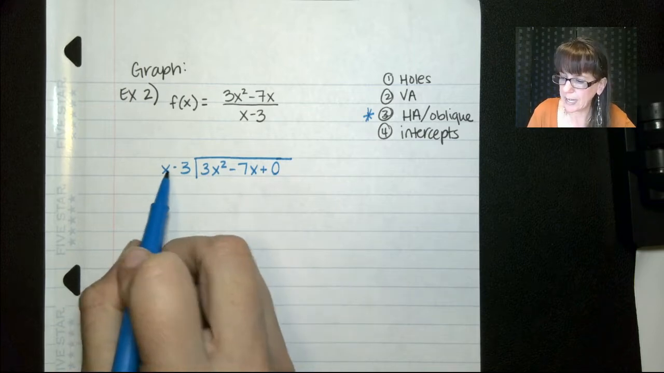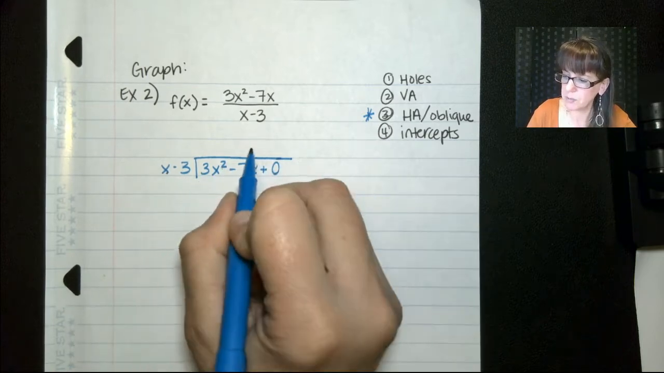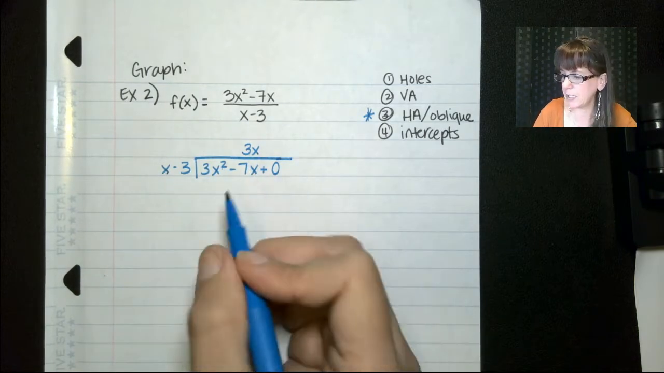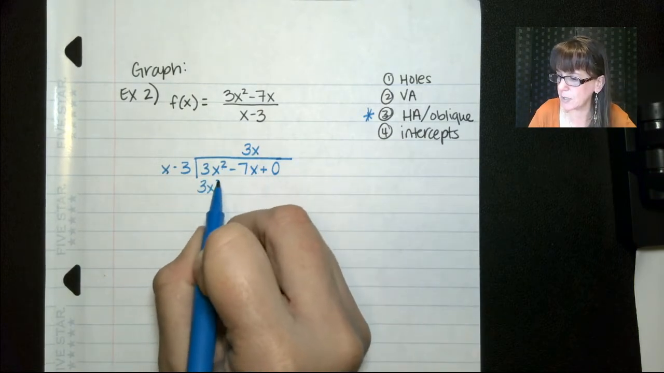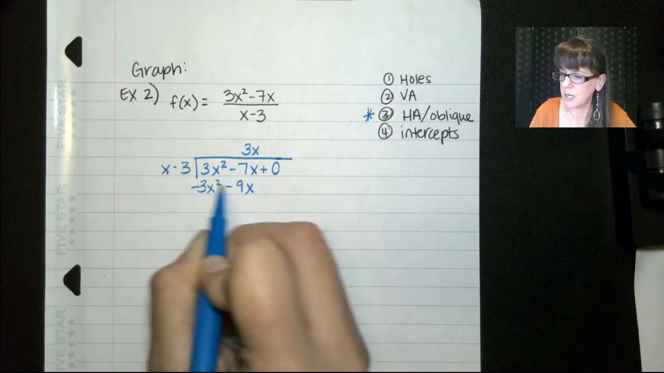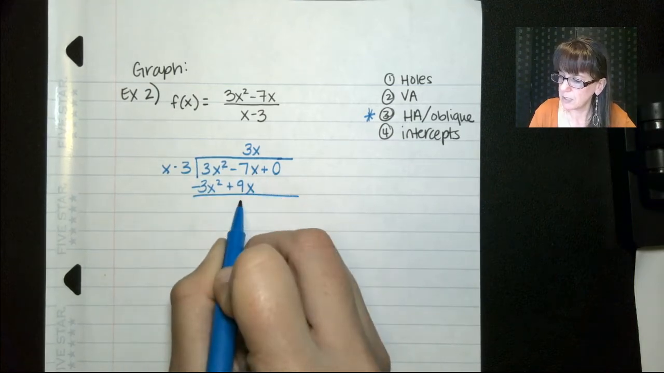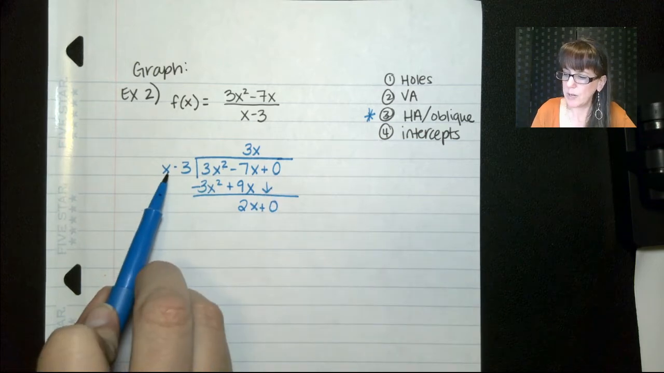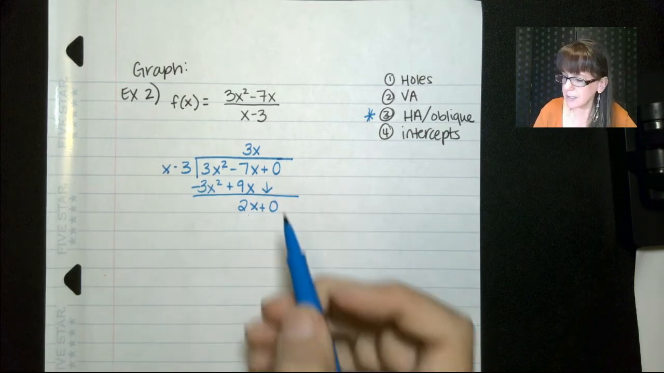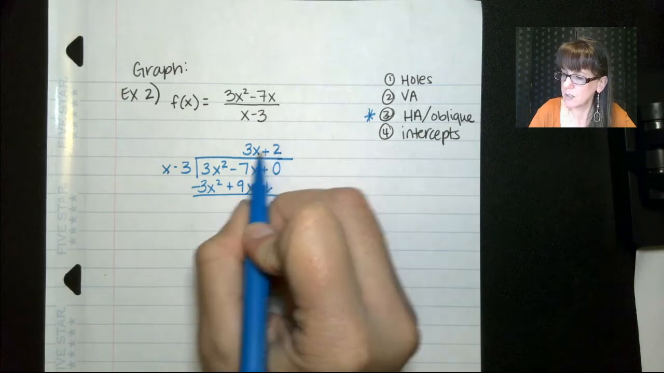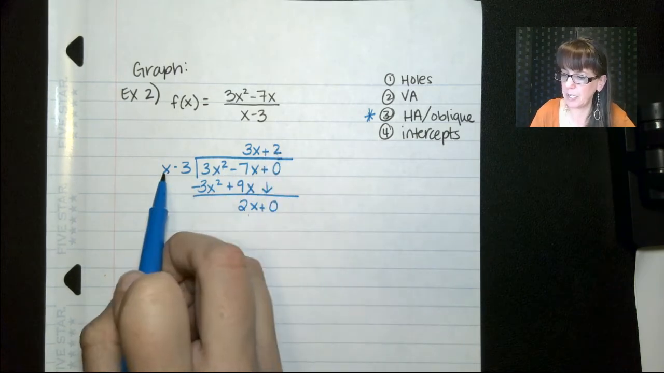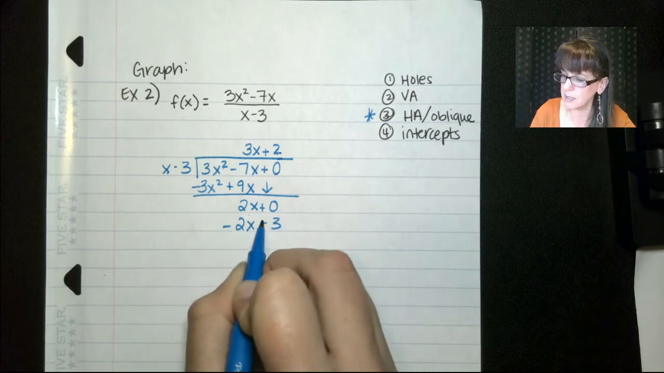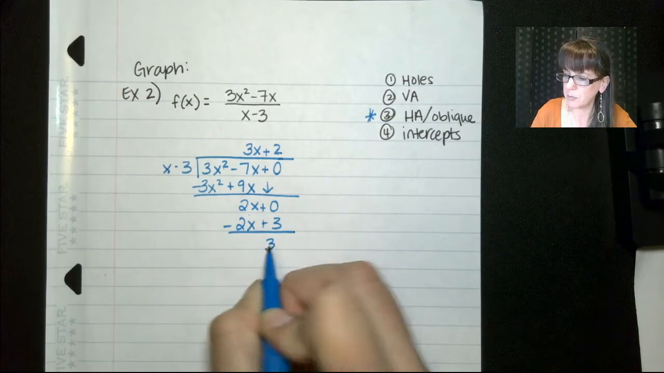What do I need to multiply x by to get 3x squared? Just 3x. Now take that 3x and multiply it through this binomial here, and we get 3x squared minus 9x. Change our signs. We get 2x and plus 0. What do I need to multiply x by to get 2x? Just 2. I'm going to take that 2 and multiply it through this binomial here, so we get 2x minus 6. Change our signs. We get positive 6 as the remainder.